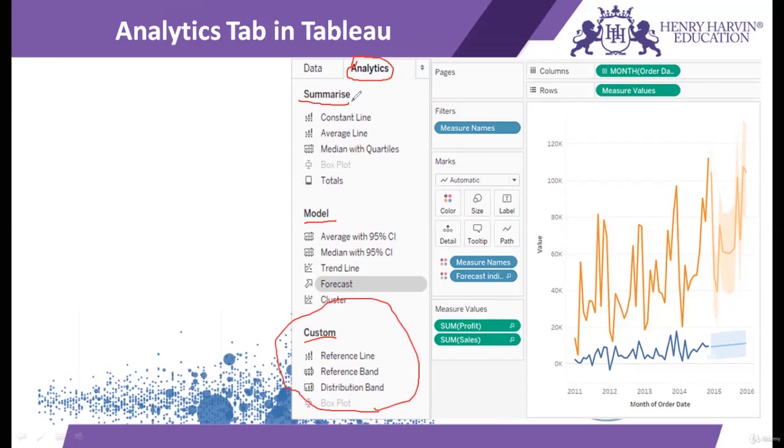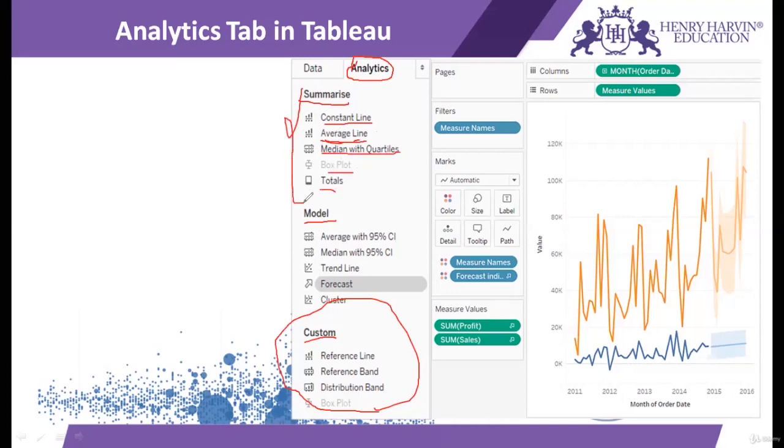Apart from that, if we discuss this summarize set of analytical functions, these are the ones which are applied on our measures, and they basically find out a bit of the constant lines. That is, if there is a visualization and you would like to see the x and y coordinate values of that line of a particular point in a visualization, you can see that using constant line. Then the average line gives you the average value on a visualization, and then median with quartiles, box plot, and the totals, we'll all be seeing these.